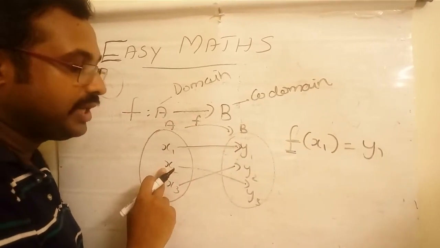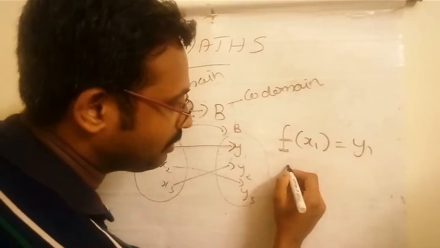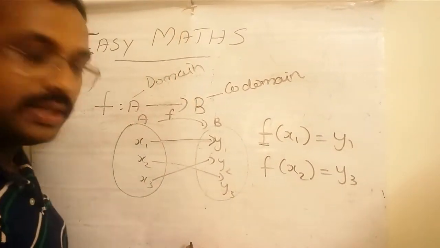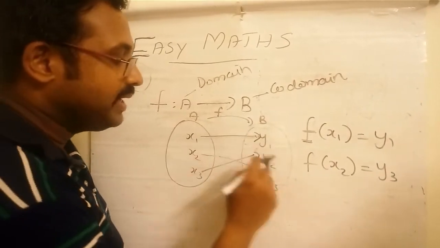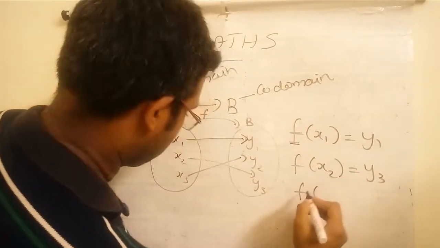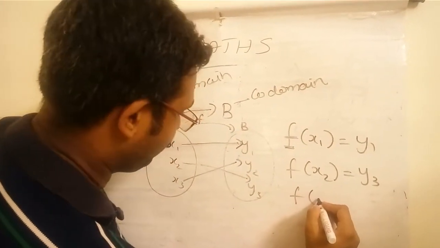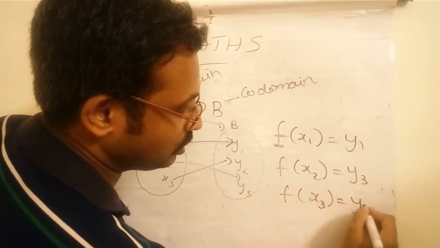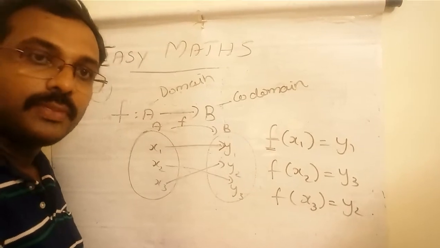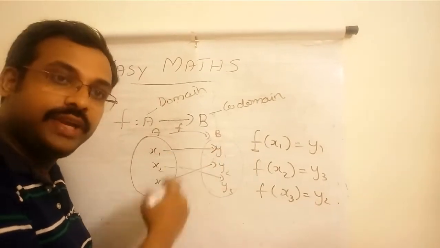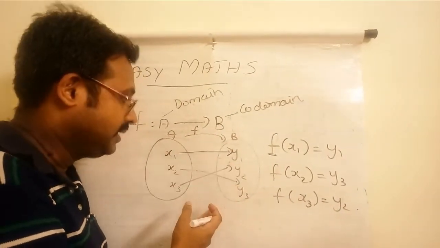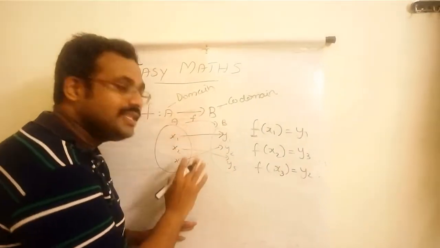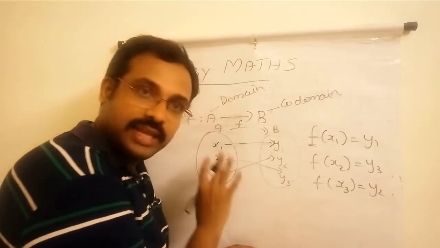x2, its image is y3, so we represent it as f of x2 is equal to y3. Then x3, its image is y2, so we can represent it as f of x3 is equal to y2. This is how we denote a function. Then what is a function? Is this a mapping? Yes, this is a mapping.